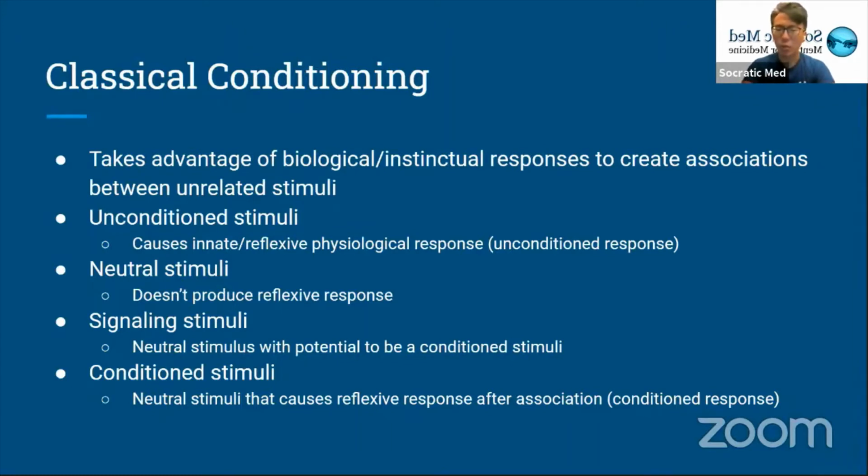A signaling stimulus is when a neutral stimulus has the potential to become a conditioned stimulus. It's something that normally wouldn't cause a specific behavioral response, but because of classical conditioning, you can use it to create a conditioned stimulus. So a conditioned stimulus is a neutral stimulus that causes a reflexive or physiological response after association, and that leads to a conditioned response. The conditioned response is the learned behavioral response after classical conditioning, turning that neutral stimulus that would normally cause no reaction or behavior into one that causes the conditioned response.